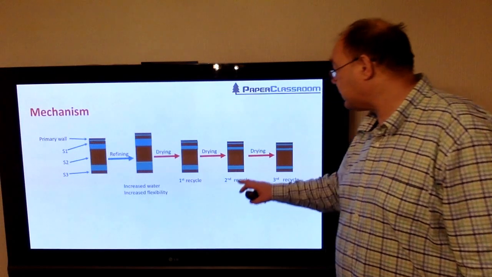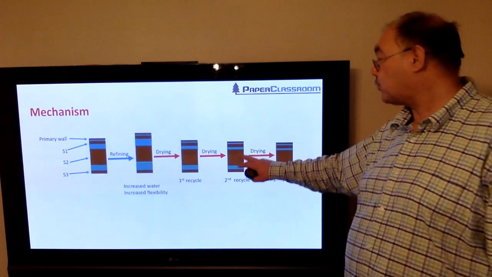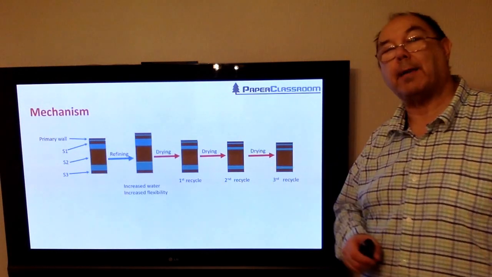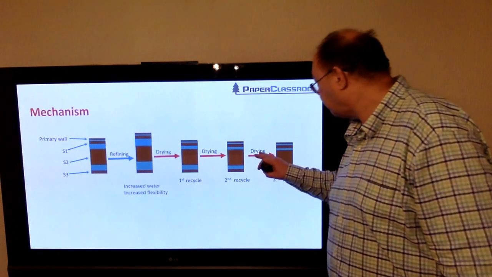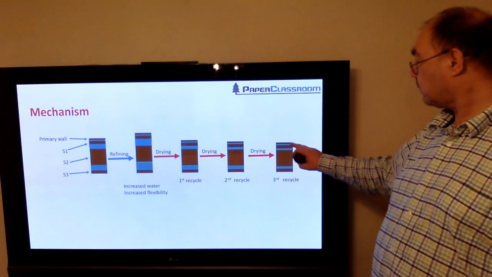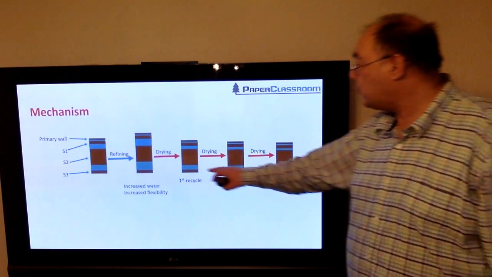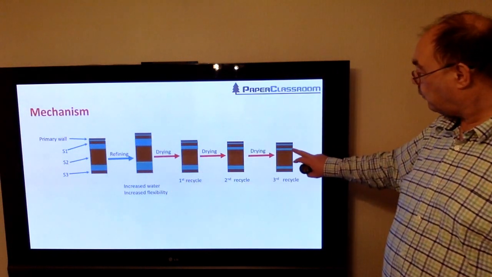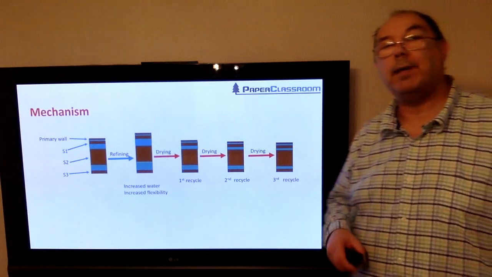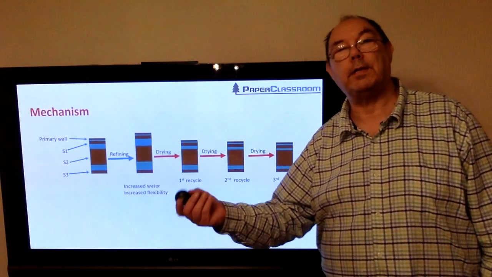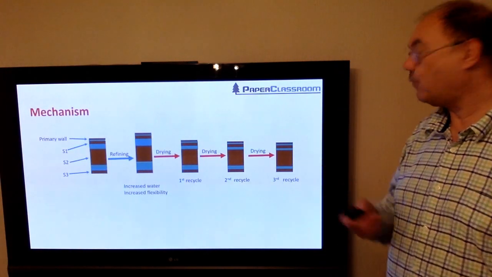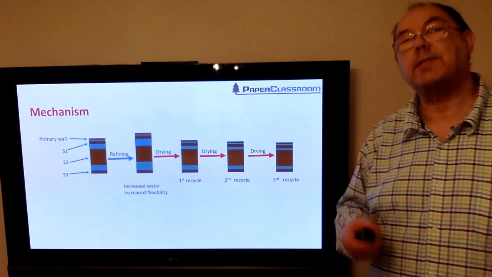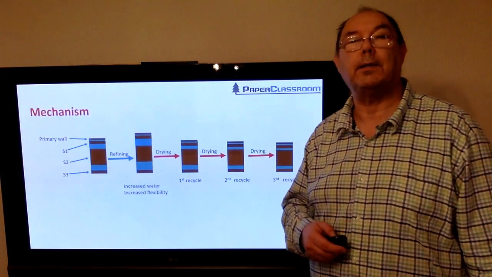You repulp it, and you make it into another piece of paper, so you dry it again, and those gaps shrink again. And you dry it, and it happens again. So there's 3 recycles there. So each time you are reducing this gap, and that's making the fibre stiffer and stiffer and stiffer. And it's generally agreed that you could recycle a fibre up to 7 times before it's completely useless.